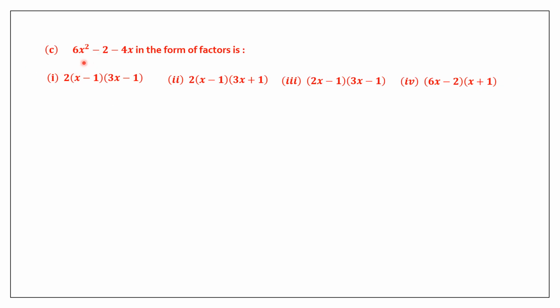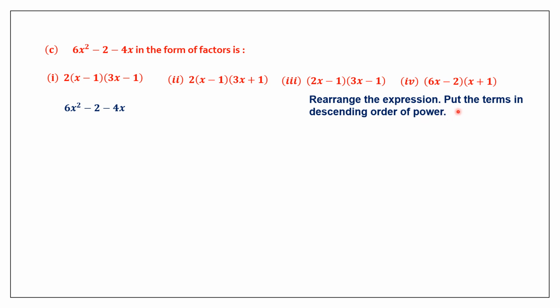Question C: 6x squared minus 2 minus 4x in the form of factors is. First thing, let's write down the question. As you can see, we have 6x squared and minus 4x here, and then we have minus 2 in the middle. So the first thing we're going to do is rearrange this expression in such a way that we put the terms in descending order of power. So here we're going to have 6x squared as it is, and then we write minus 4x and then we write minus 2.